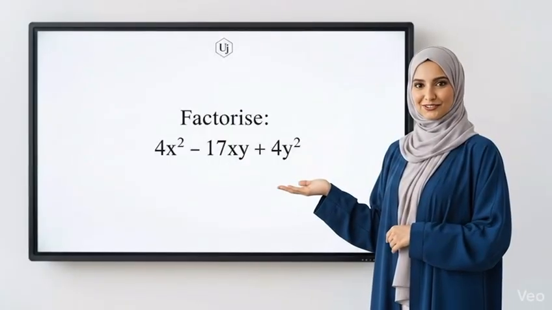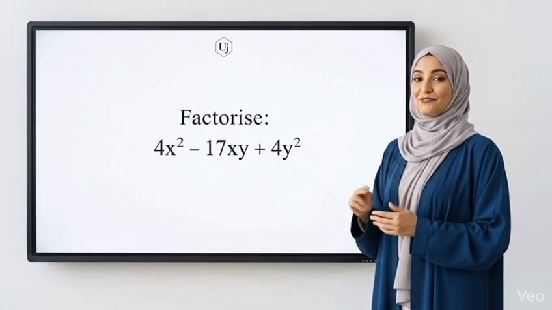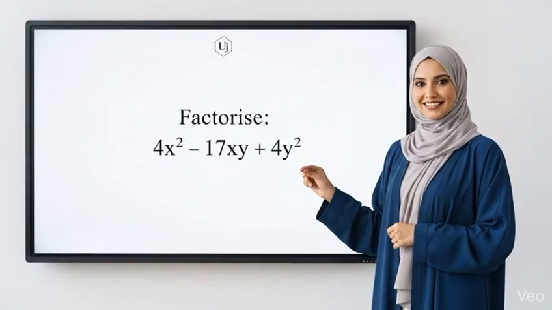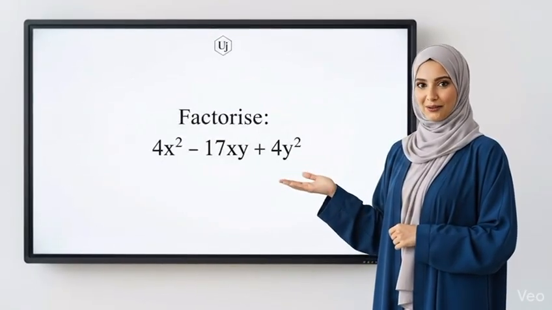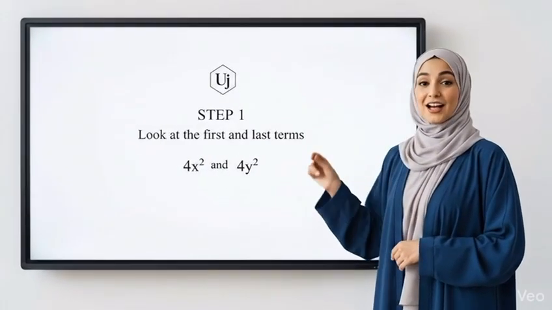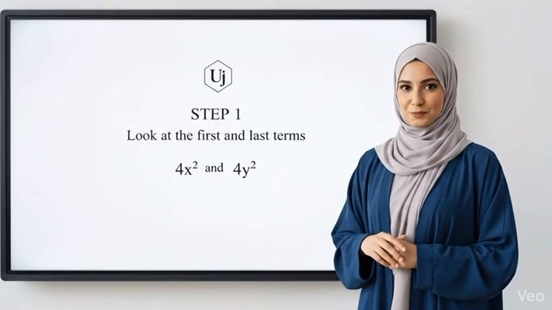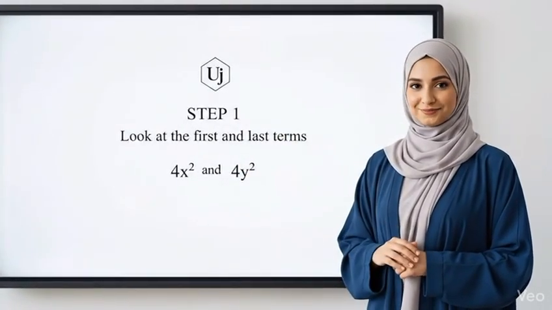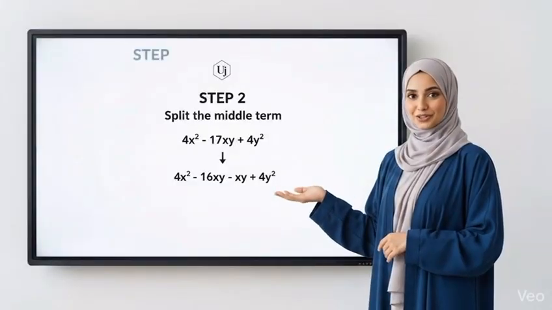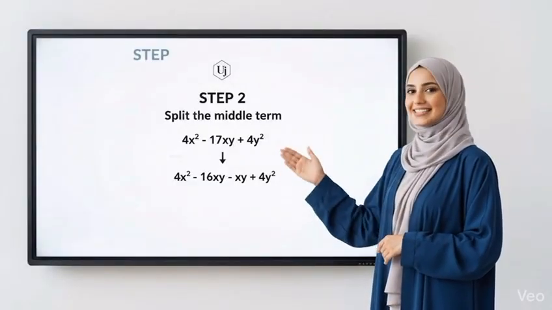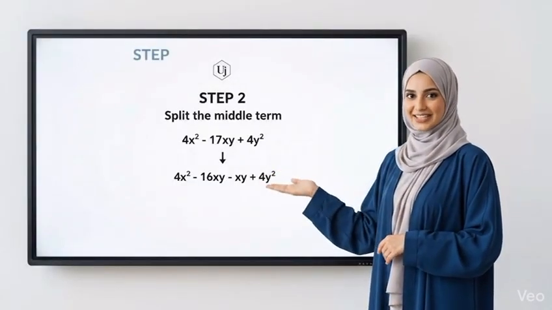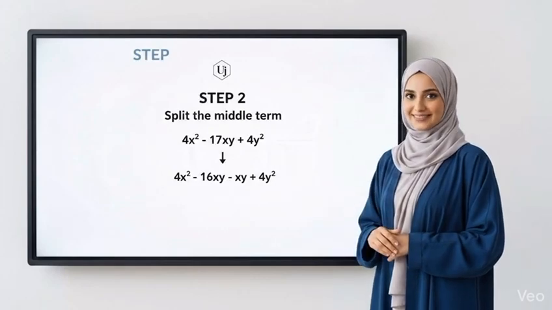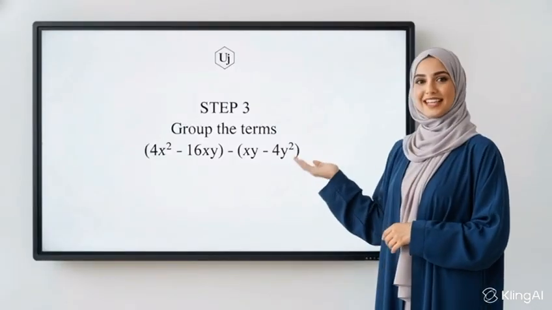Today we're going to factorize the quadratic expression 4x² - 17xy + 4y². Step 1. Look at the first and last terms, 4x² and 4y². For step 2, we split the middle term, negative 17xy, into negative 16xy and negative xy to allow for factoring by grouping. Now let's group the like terms.